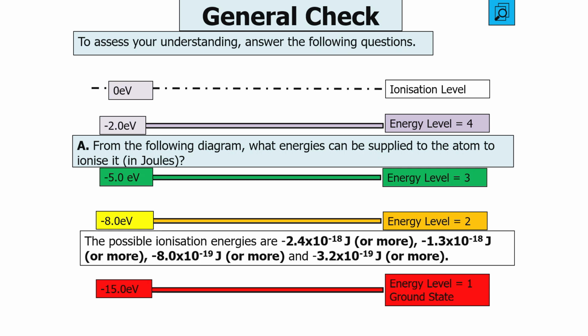The possible ionization energies are -2.4 times 10 to the minus 18 joules or more, -1.3 times 10 to the minus 18 joules or more, -8 times 10 to the minus 19 joules or more, and -3.2 times 10 to the minus 19 joules or more.